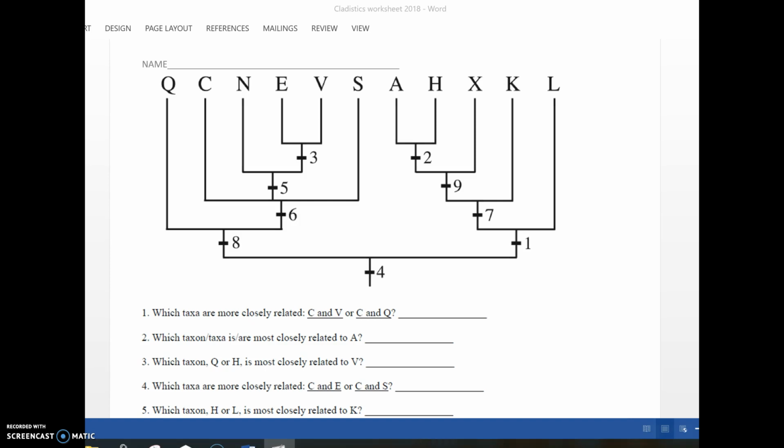And again, you could be asked questions about relationships. I'll throw one more of those in there. If I said, hey, what traits are shared by, let's say, A and S? What are all the traits shared by A and S? Well, if you track back S, and then I use a different color and I track back A, the only trait they share would be 4.